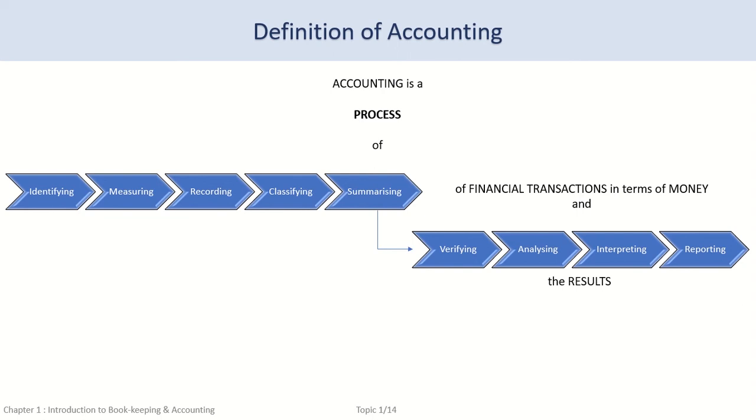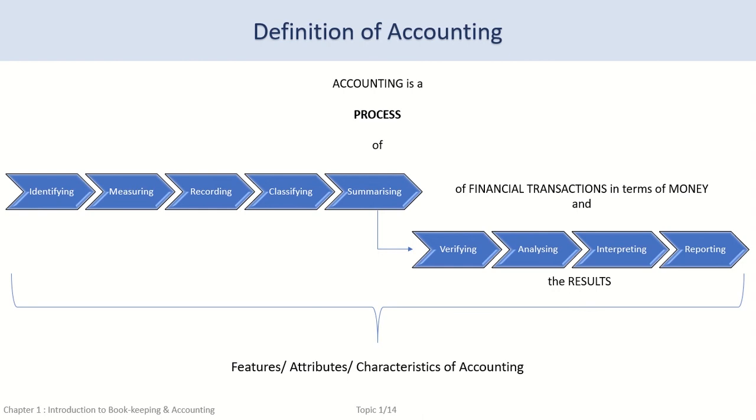During the accounting process, there are various questions that will arise. What, why, where, how, when. As we go through the accounting process, each of these questions will get answered in detail. This process of accounting reveals the basic features, attributes, or characteristics of accounting. Let us now break this definition into its individual components and analyze each term separately.